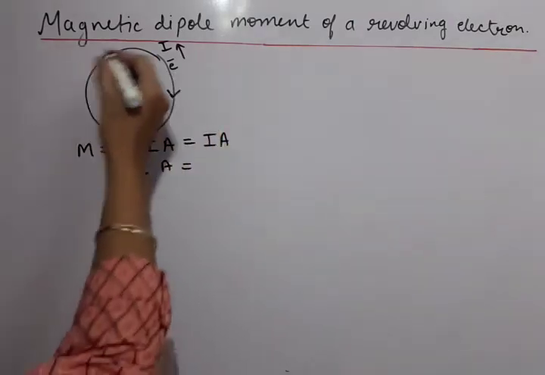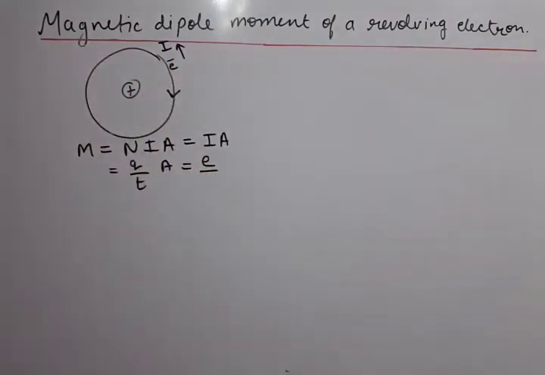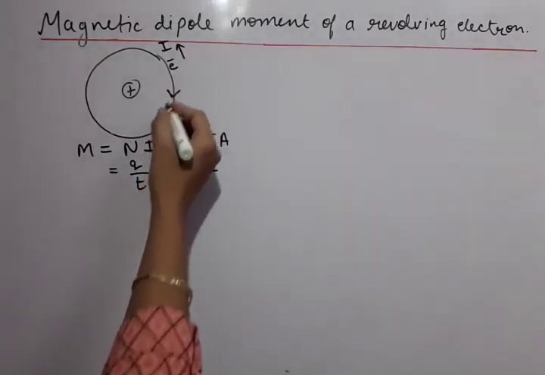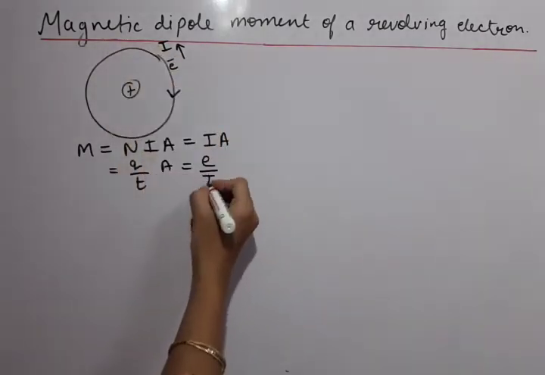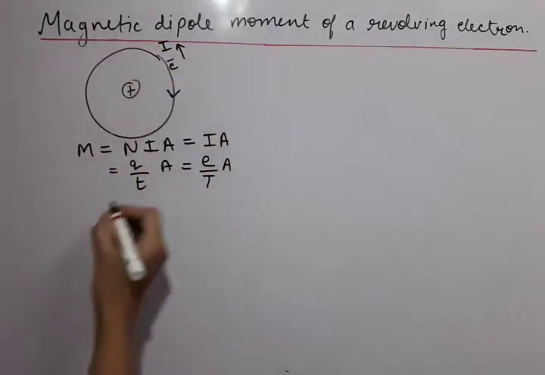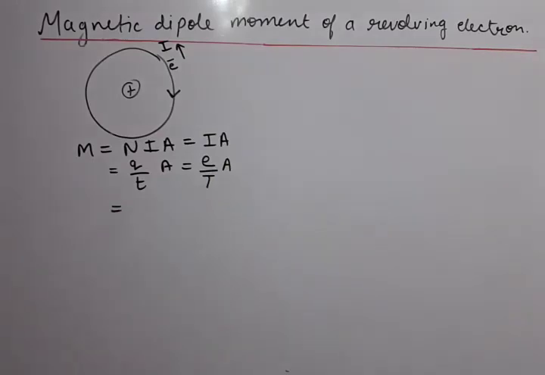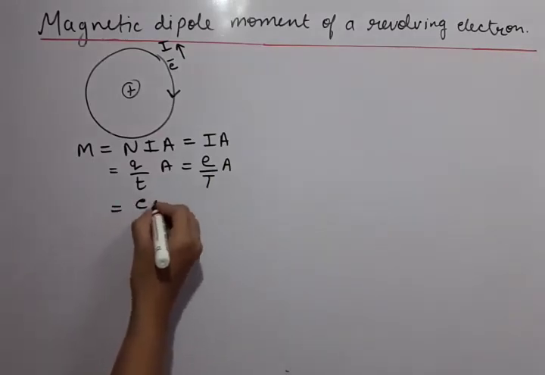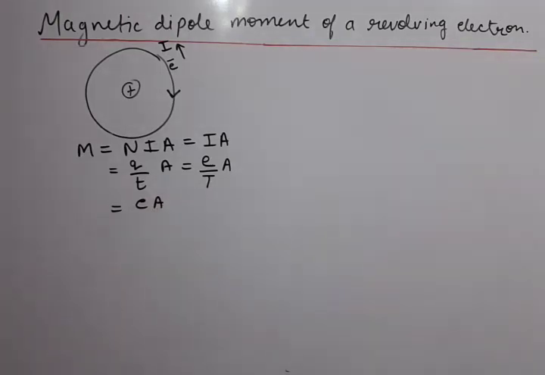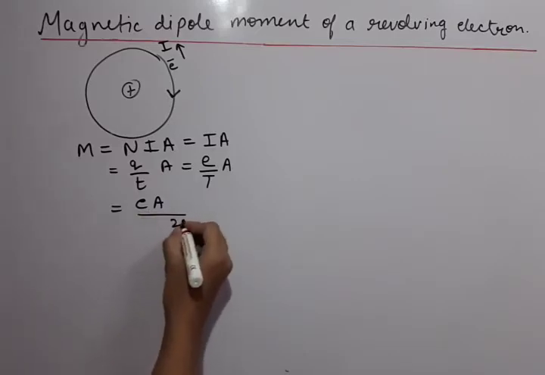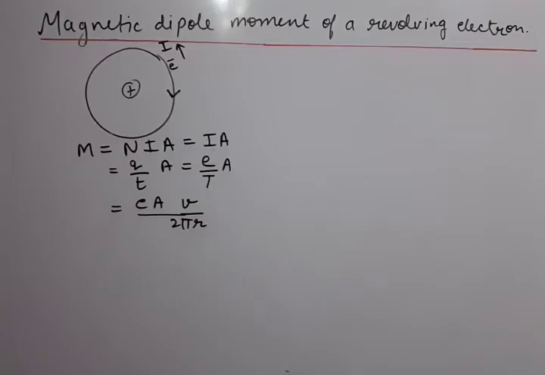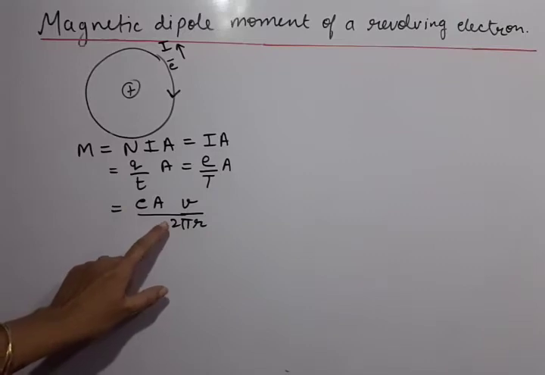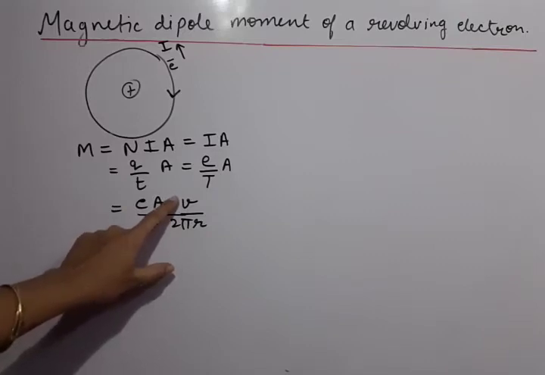Now which charge is moving? That is the electron. So electronic charge we have denoted as e. And T means the time taken to complete one revolution, so we will call it capital T. Now students, whenever capital T for a circle is required, the formula is 2 pi r upon v. This we have used so many times. T formula is used as 2 pi r upon v for the circle.